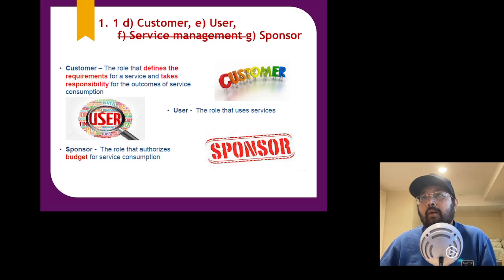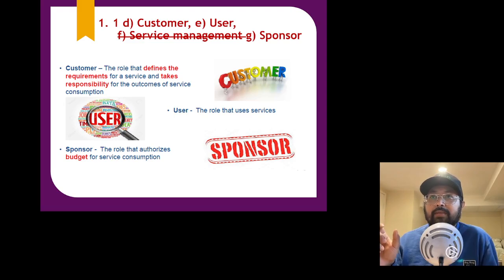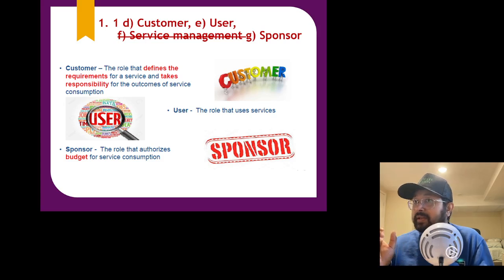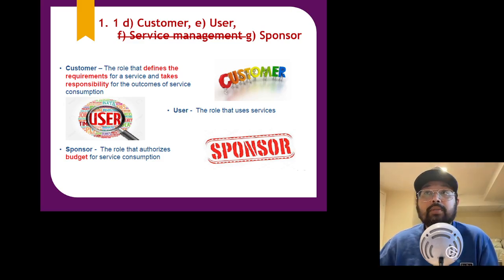These three topics, customer, user and sponsor, are interrelated. That's why we are discussing these three topics together. So first, who is the customer? We know that someone who buys something is a customer. But in ITIL, that is defined as the role that defines the requirements for a service. So the customer role actually defines the requirements. This is written in the red letters, so you have to remember these keywords, okay? For a service, and takes responsibility for the outcomes of a service consumption. This is very important also.